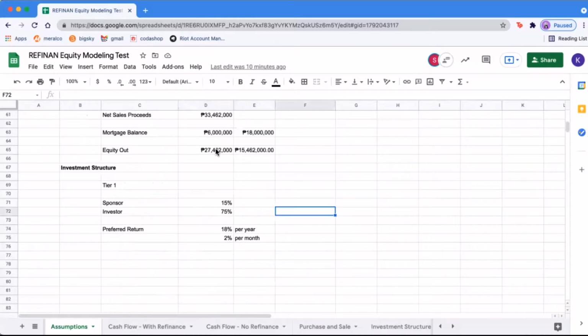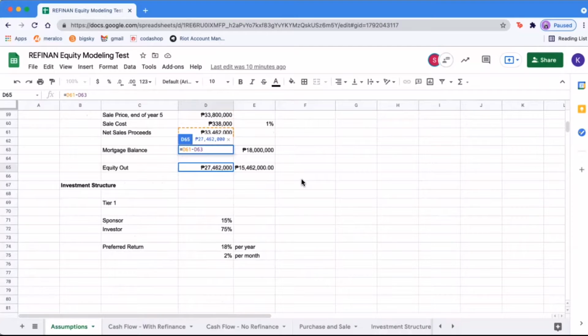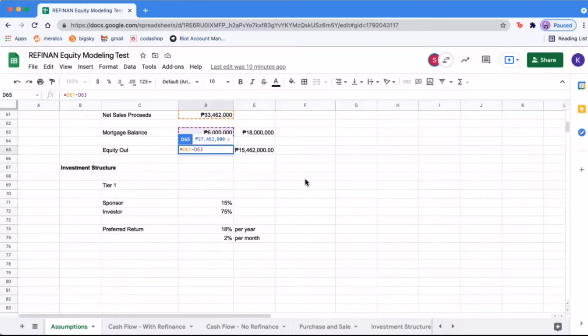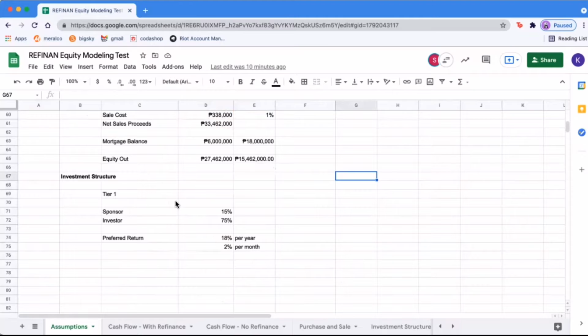Next is the equity out. So we just subtracted the mortgage balance from the net sales proceeds. And then for investment structure, for our sponsor, it's at 15%. Investor is at 75%. Preferred return is at 18%. And then per month, we divided the per year by 12, which is at 1.5% per month.